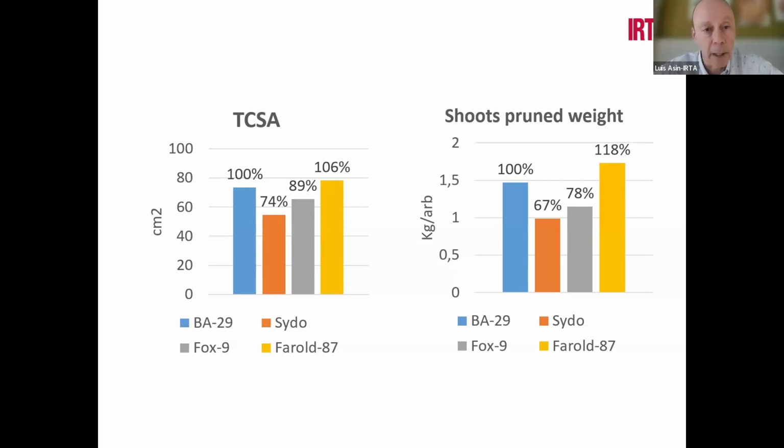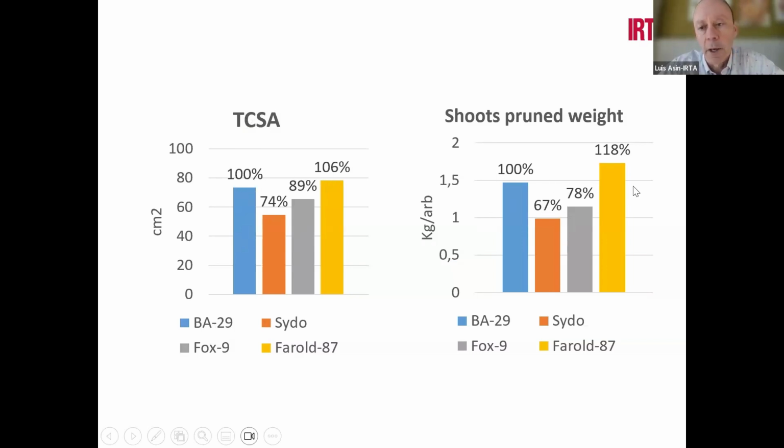Another way just to explain the vigor is the option that I showed you before, trunk cross-section area. In this case, I include that 100% will be BH29, and it's the standard one. Cido is a reduction of 27%, quite similar to Fox 9, and Farrow is quite similar to the BH29.